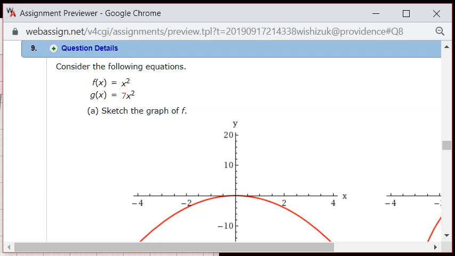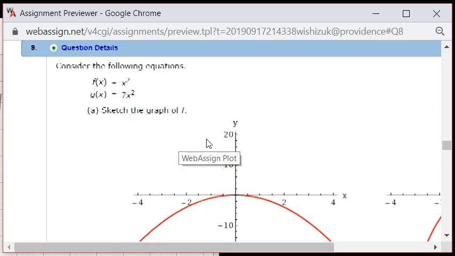All right, let's look at homework 2.2, problem number 9. So f of x is x squared, which is a parabola, and g of x is 7 times x squared, so it's another parabola, but there's going to be a vertical stretching by a factor of 7. So this one is going to look a little bit skinnier and taller. All right, so let's look for the graph.